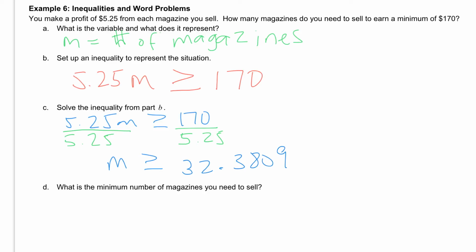So in part D, when it asks what is the minimum number of magazines I need to sell, remember I need to sell enough magazines to get $170 or more. If I just sell 32, I'm not going to get quite to that 170. So that means I have to round up to 33 magazines in order for it to work. So I'm going to say 33 magazines.